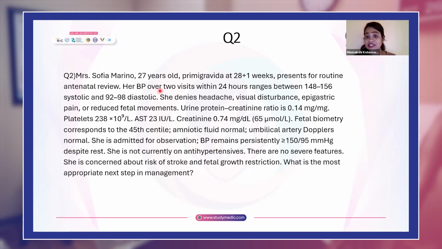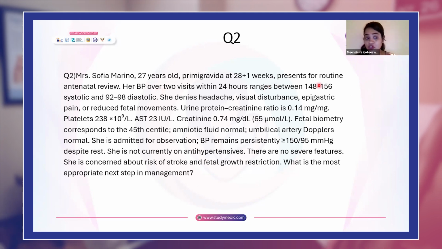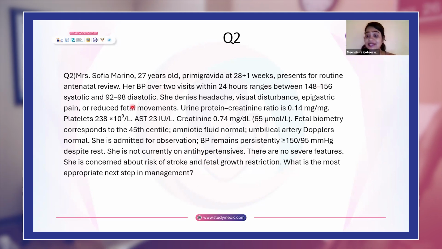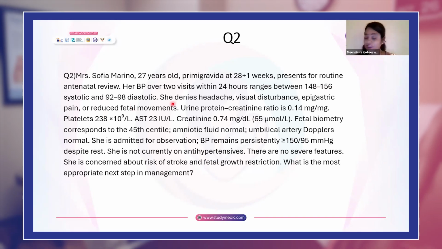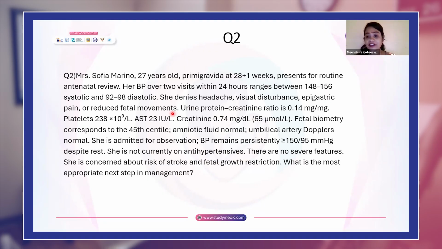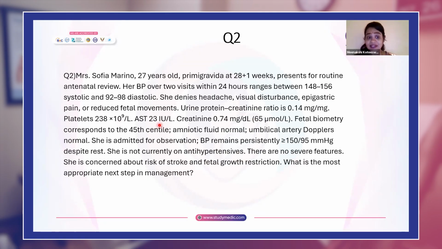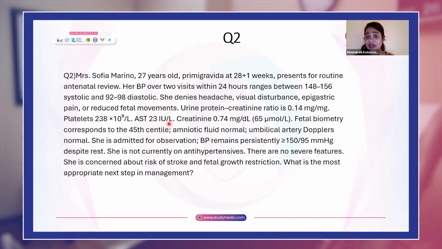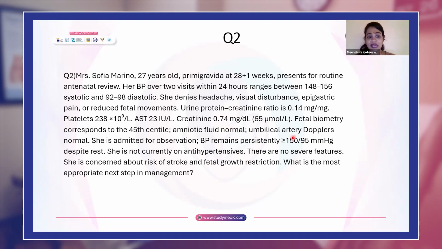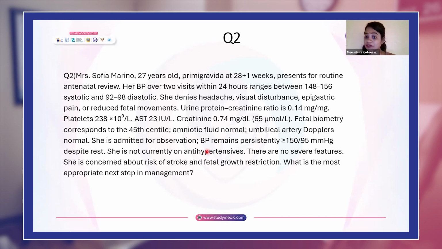Her BP over 2 visits within 24 hours ranges between 148 to 156 systolic, and diastolic is 92 to 98. She denies any headache, visual disturbance, or epigastric pain or reduced fetal movements. Urine protein creatinine ratio is 0.4. Platelets are 2.38 lakhs, and AST is 23. Creatinine is 0.74. Fetal biometry corresponds to the 45th centile. Amniotic fluid is normal. Umbilical artery Dopplers are also normal, and she is admitted for observation.